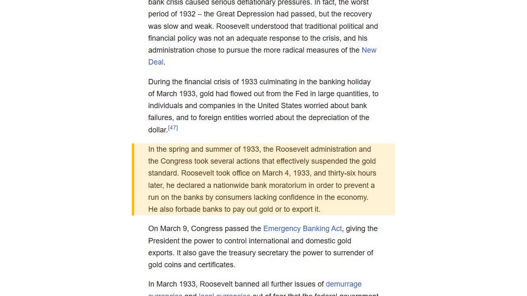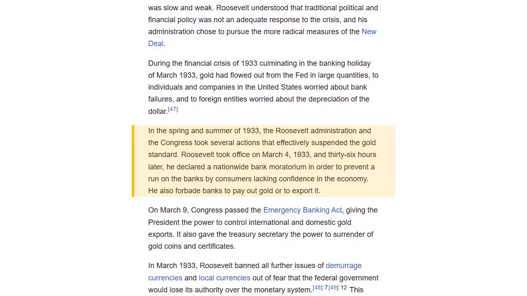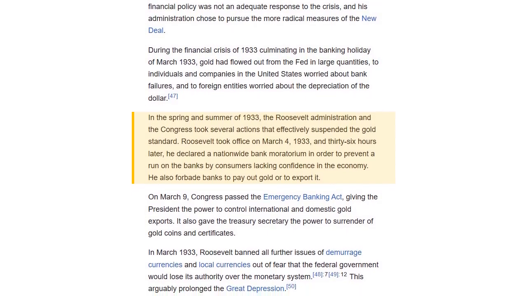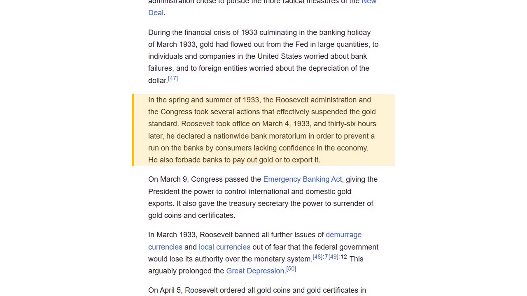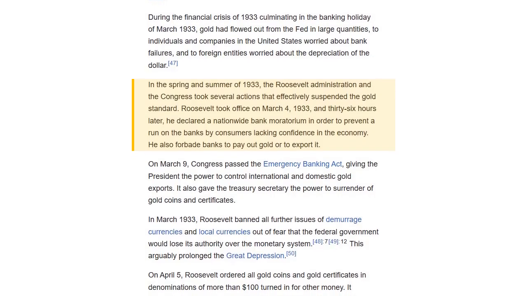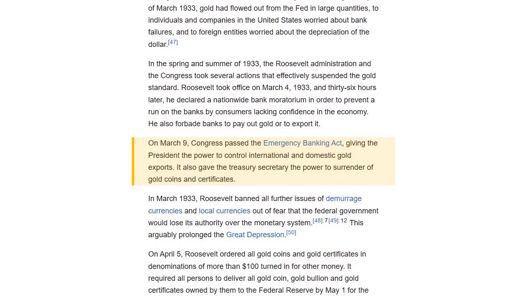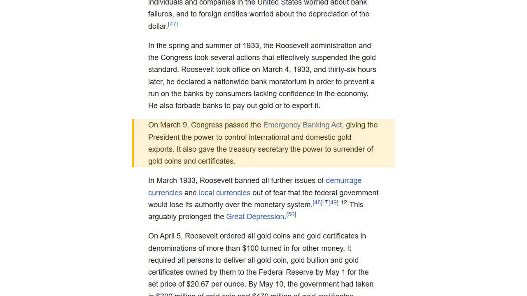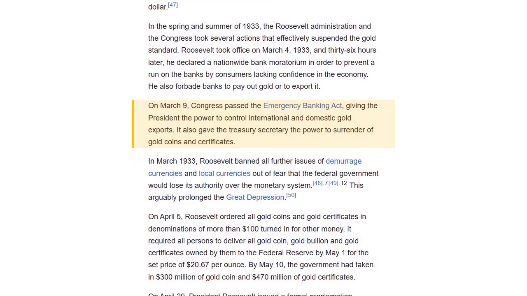In the spring and summer of 1933, the Roosevelt administration and the Congress took several actions that effectively suspended the gold standard. Roosevelt took office on March 4, 1933, and 36 hours later, he declared a nationwide bank moratorium in order to prevent a run on the banks by consumers lacking confidence in the economy. He also forbade banks to pay out gold or to export it. On March 9th, Congress passed the Emergency Banking Act, giving the president the power to control international and domestic gold exports. It also gave the Treasury Secretary the power to order the surrender of gold coins and certificates.